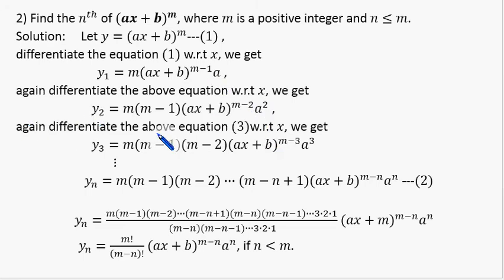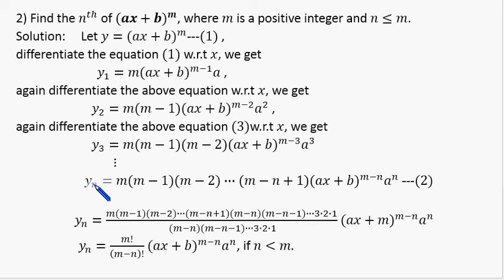Again differentiating the above equation with respect to x, we get the third derivative y3 is equal to m into m minus 1 into m minus 2. Again we have to take the derivative of (ax plus b) whole to the power of m minus 3, and the derivative of ax plus b is a, that is a into a square, that is a cube. More generally, the nth order derivative by using these steps.